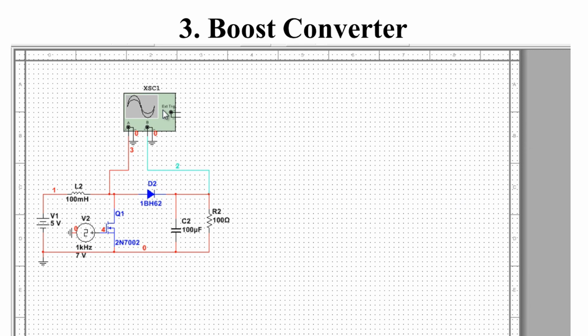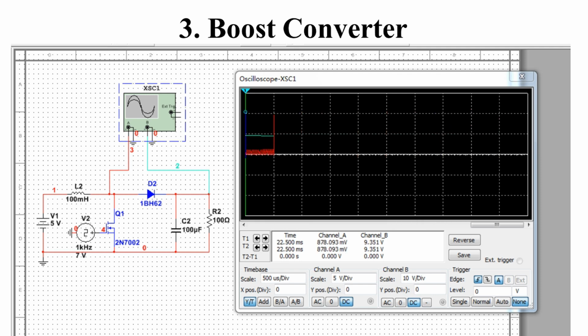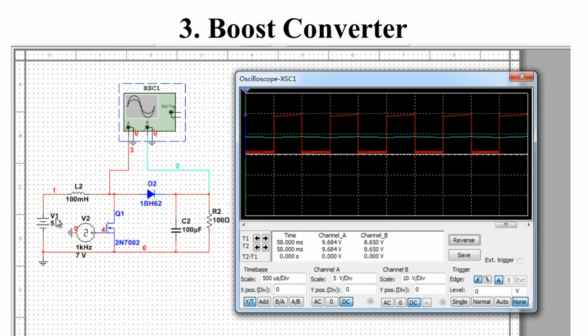We simulate. You see? The input voltage is 5 volts. Channel B is 10 volts per div. That is to say, under the condition of 50% duty cycle, the output is a smooth voltage of 8 volts to 9 volts. Next, we change the duty cycle to 80%.